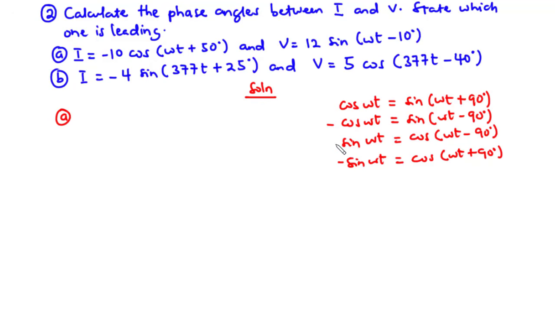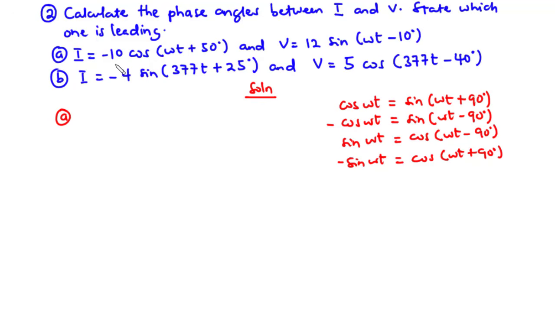Now for sine, if you have a positive amplitude, then that is negative 90 degrees. You are going to subtract 90 from the phase angle, and then if you have a negative amplitude for a sine waveform, then that is equal to cos omega t plus 90 degrees. So basically, if you are going to convert one signal from one form to the other, then you may use one of these four trig identities.